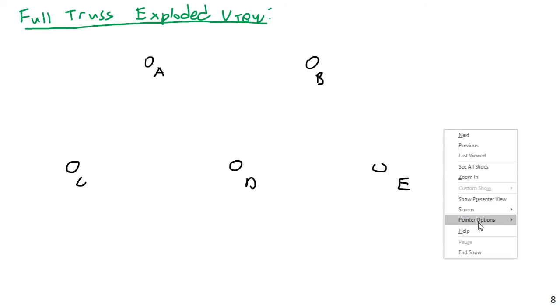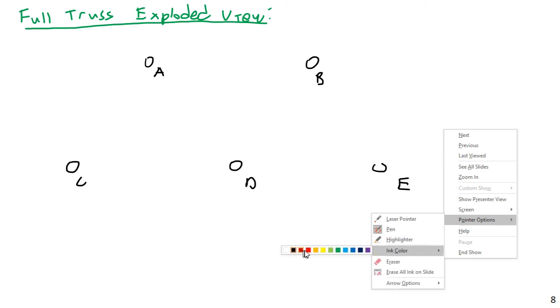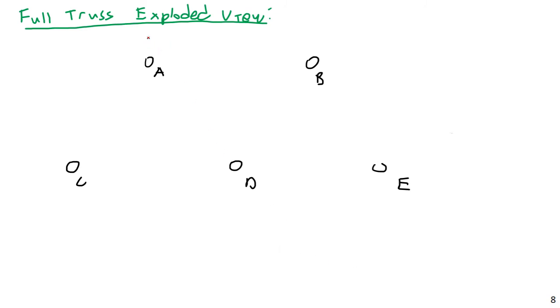And then the known forces, let me show the known forces on here. I'll have my 10 kip force coming down at A. I will have my 2.5 kip reaction at C, and my 7.5 kip reaction at E.